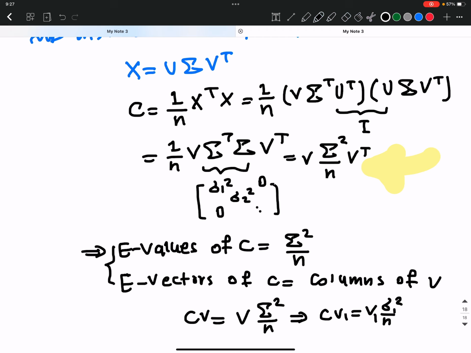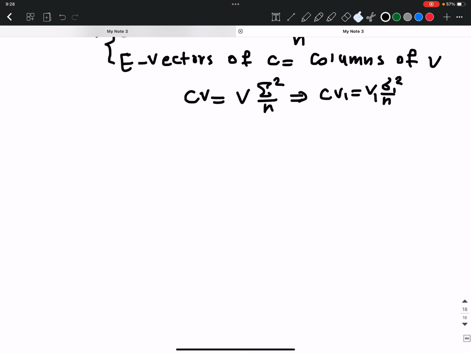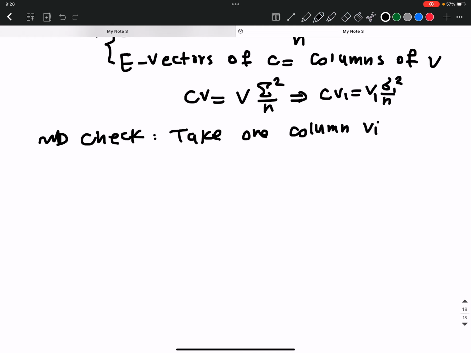So there is one way to check if this is correct. So let's do it. I can actually check it here. So this was a brief thing. Let's do it more thoroughly. Check. So we take one column, Vi of V. So let's see what we get.